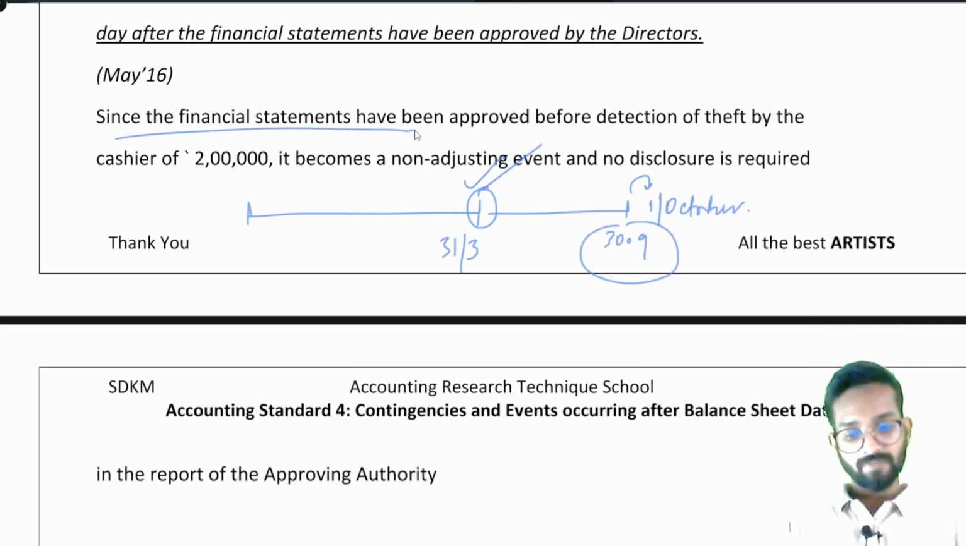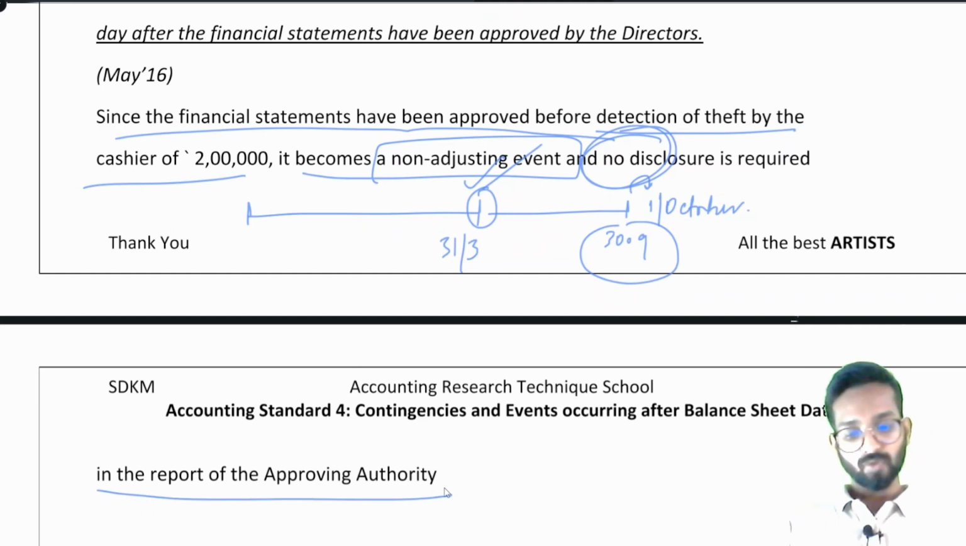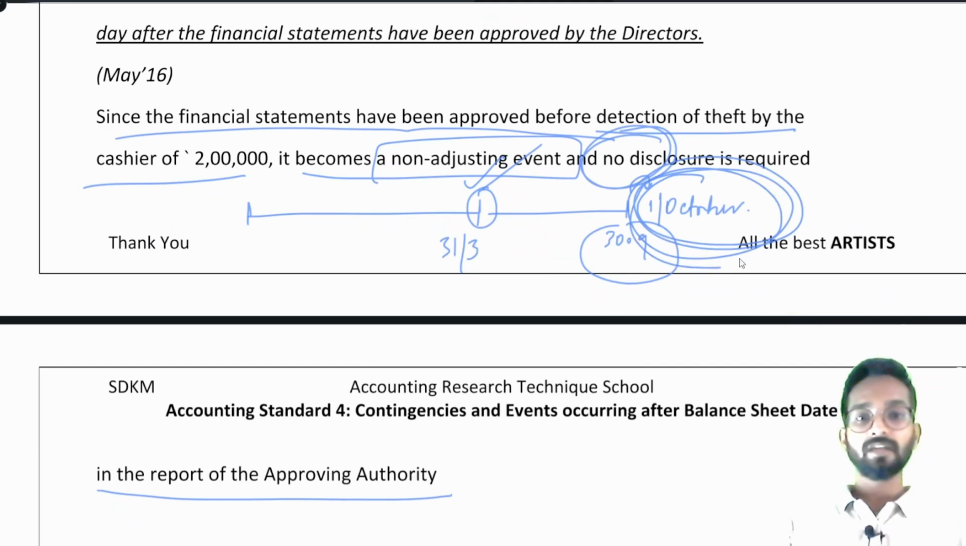So, since the FS have been approved before detection of the theft, it becomes a non-adjusting event and no disclosure is required in the report. Why? It is the non-adjusting event. Why no disclosure? Because the event happened after the date of approval and our accounting standard deals with events that have happened before the date of approval. But if it is happening after, it is obviously a non-adjusting event. Okay, you cannot make any disclosure.